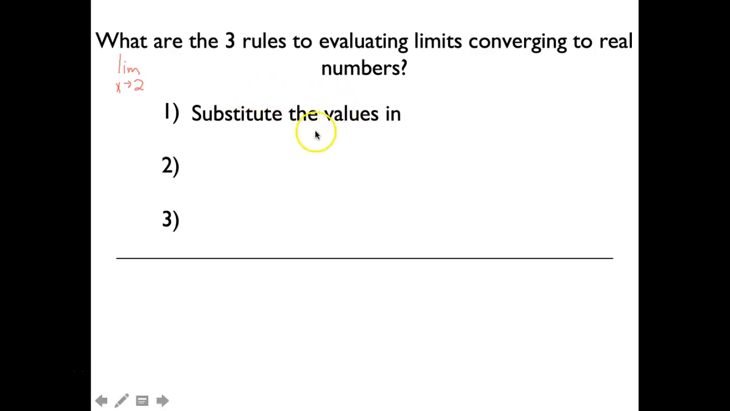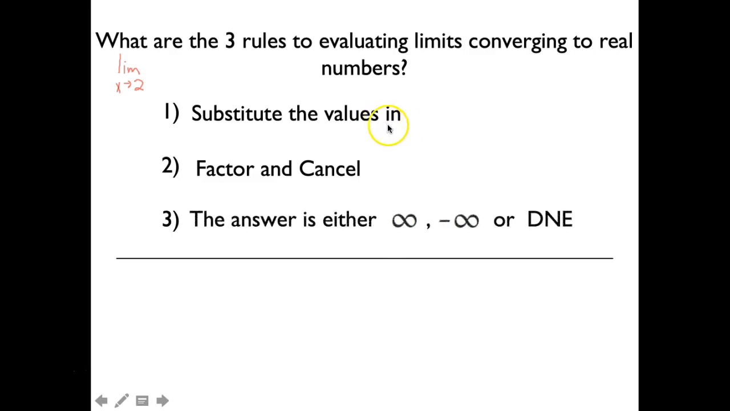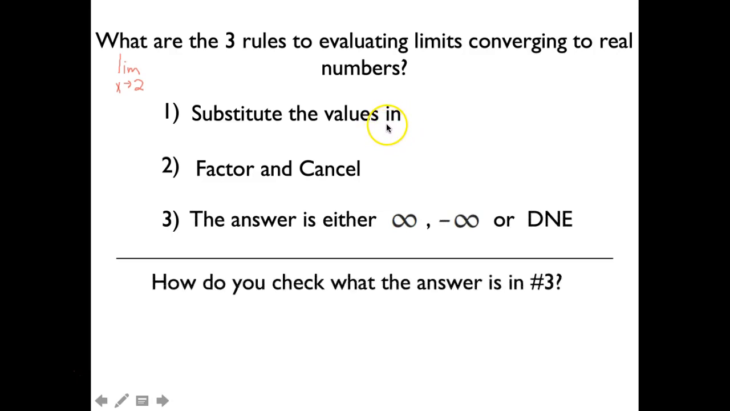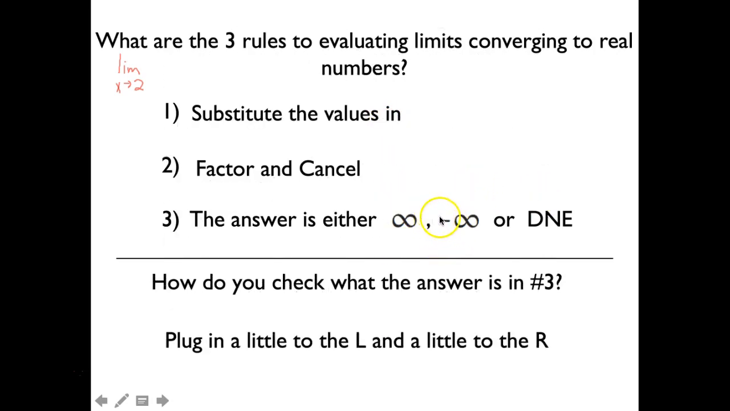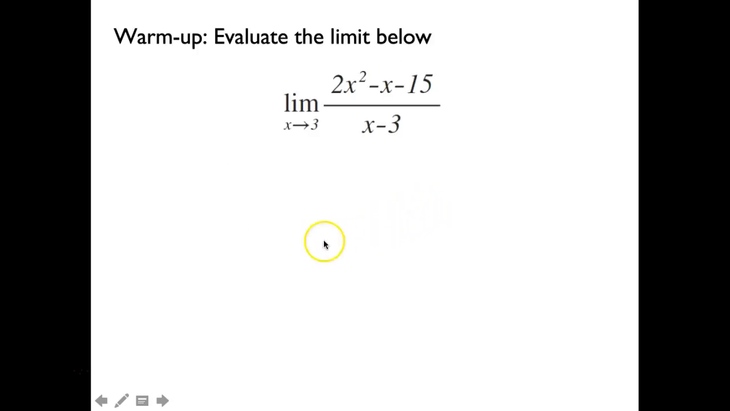Remember, if substituting in the value doesn't work because it gives you something divided by 0, like 5 divided by 0, that means you need to factor and cancel. Factoring and canceling will get rid of the thing on the bottom that's making you divide by 0. If that doesn't work, you can still get an answer of either infinity, negative infinity, or does not exist. How do you check which one? You plug in a little to the left and a little to the right. Let's go through some of these and remind ourselves how to do them.